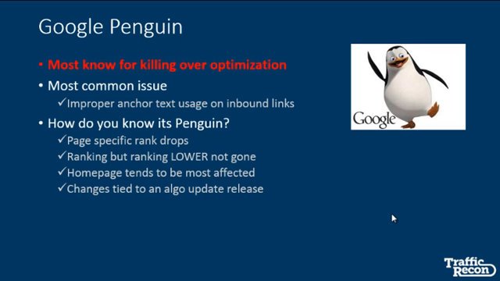And the most common issue here is that there's improper anchor text usage of inbound links. Now, this is something that was talked about at least 5 years ago, if not longer, where you had people that were going out and doing SEO and they'd get 1,000 backlinks. And from those 1,000 backlinks, they'd use the exact same anchor text for every single backlink. That is artificial. That is not natural.